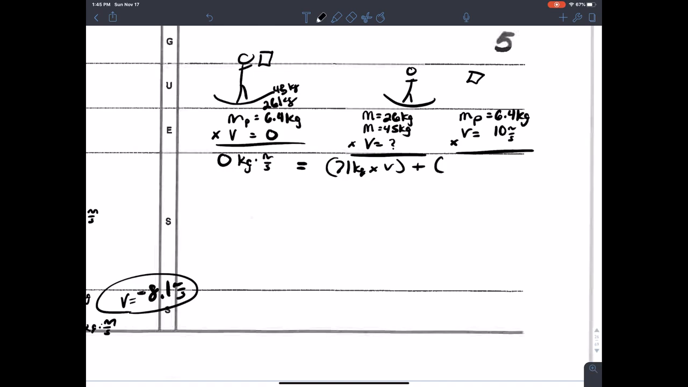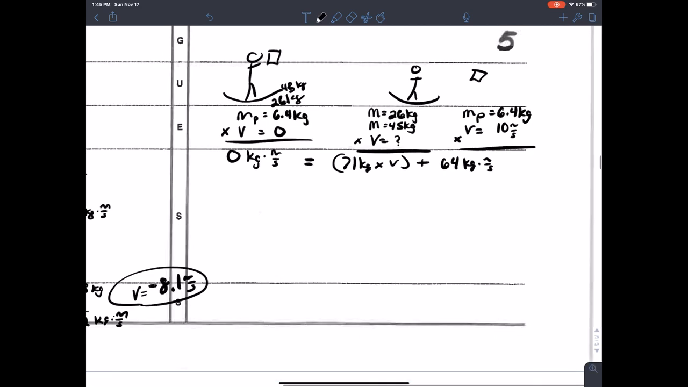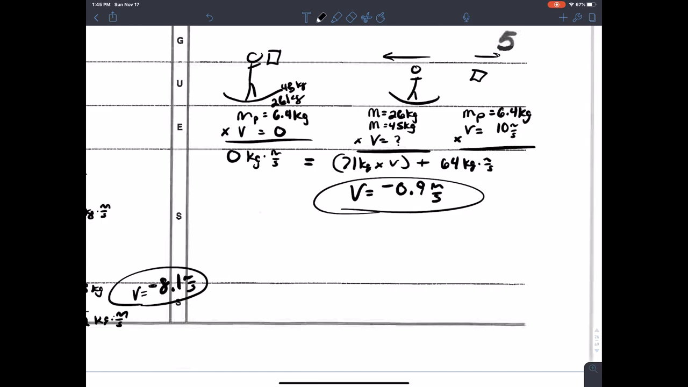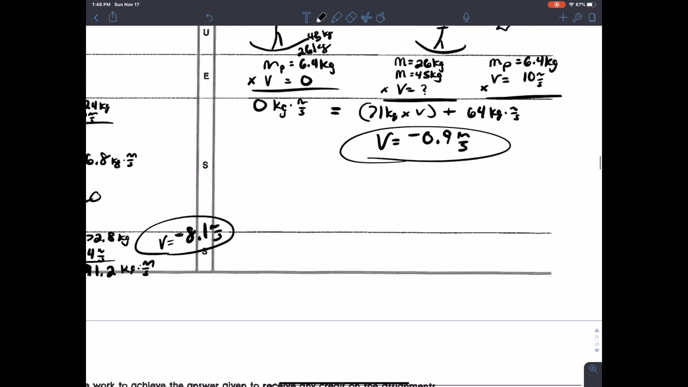And we'll have the momentum of the package. We got 64. So we'll have 64 kilogram meters per second for the package. You have to subtract the 64 from both sides and then divide by your 71. Your velocity of the kid in the boat is going to be a negative 0.9 meters per second. So the kid's going to go backwards in the boat. The package is going to go this way. Someone's got to take the boat away from that kid. First he's jumping out. Now he's throwing the packages out. Get him out of there.